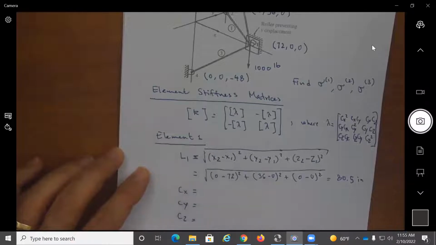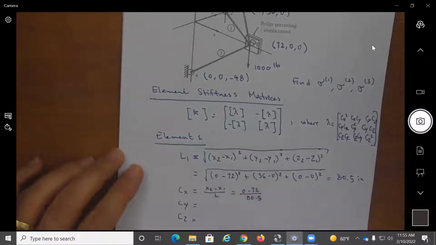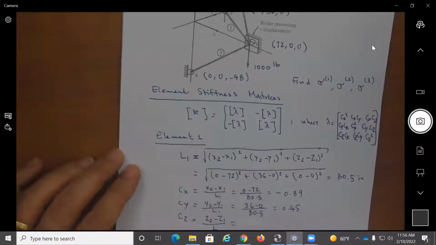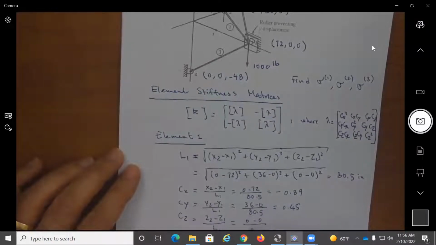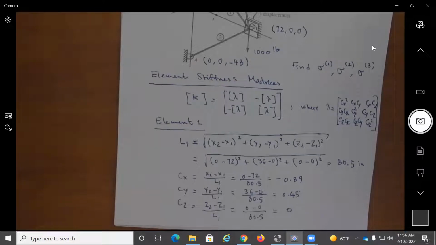Okay. So Cx would be equal to x2 minus x1 over L, which is equal to 0 minus 72 divided by 80.5. This is equal to minus 0.89. Cy would be y2 minus y1 over L, which is equal to 36 minus 0 over 80.5. I get a 0.45. Cz is equal to z2 minus z1 over L, and all these L's are L1s, of course. I get here a 0 minus 0 divided by 80.5, so we get a 0. So we have all the cosine angles for element 1.